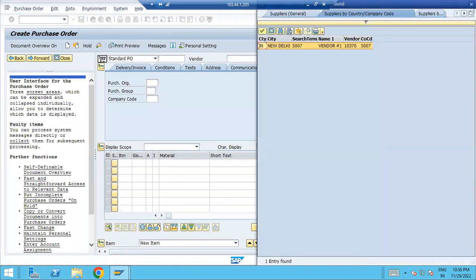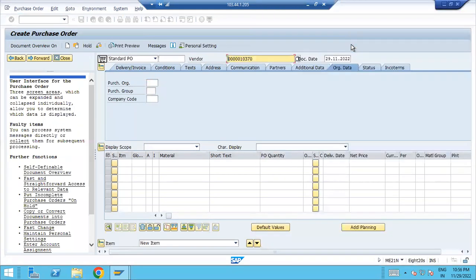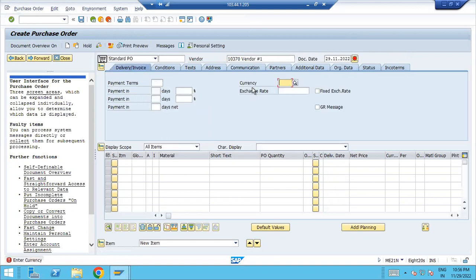I'm selecting the vendor, business partner with logistic role activated, FLVN01. Purchase organization, here it is S07P. Purchase group, company code. And currency will be USD. That is my foreign currency because local currency is INR.